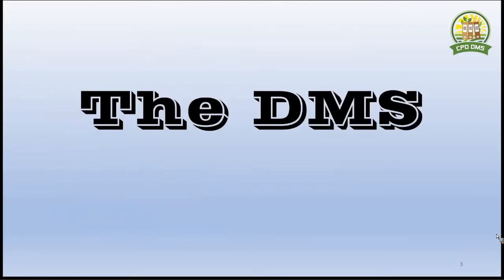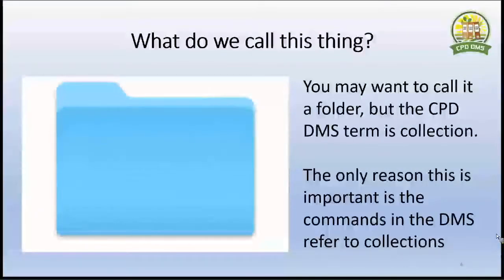Now, just a couple things about nomenclature. I'm going to call this the DMS. That's the tool, the CPD DMS. So when I say the DMS, I'm talking about the tool. And the other thing, as far as nomenclature, that icon that you're seeing on the screen, what is it? Well, everybody, I think, would say, first guess, it's a folder. Fair enough. But in the DMS, what we call it is a collection.